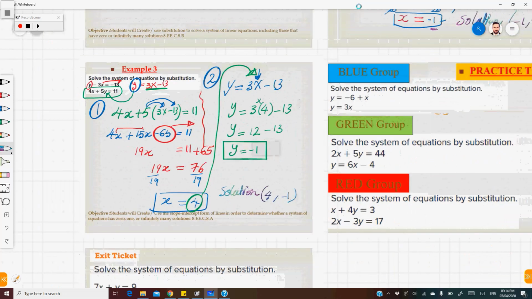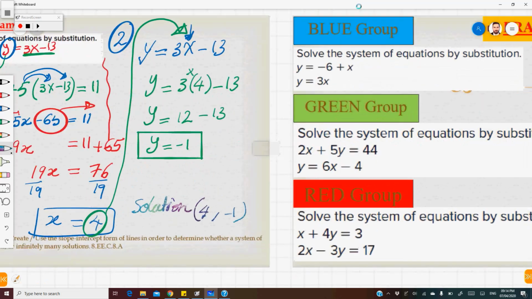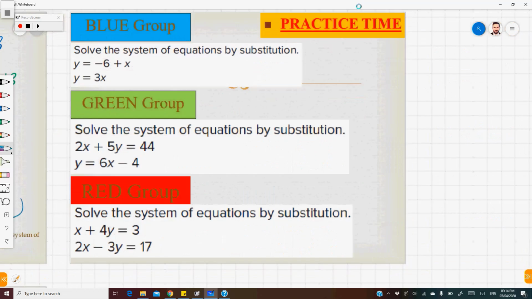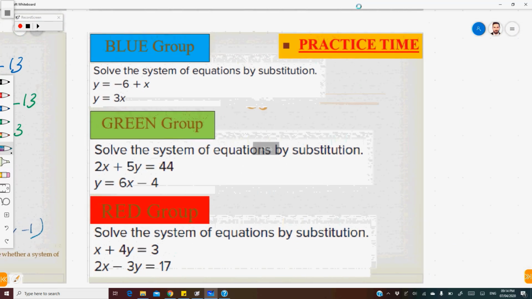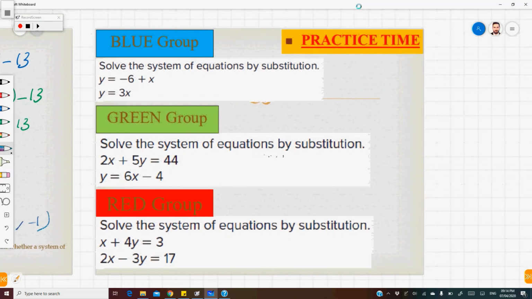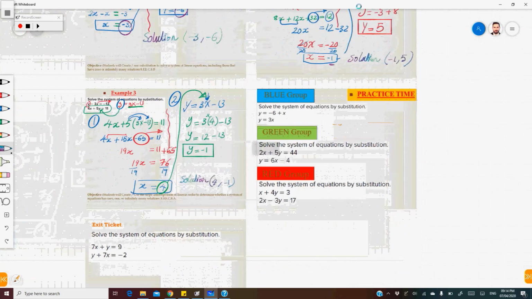Okay, guys, let's go now to our practice time. Your practice time is to do, blue group, please do the first question. Green group, please do the second question. Red group, don't forget to do the rest, the red question here. And I will post the answers of those questions.